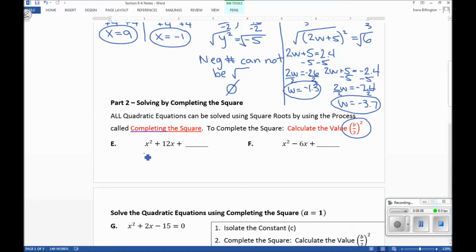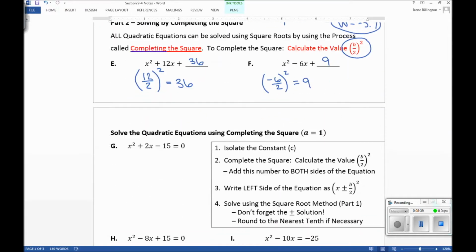So for example, e, we'll take 12, divide it by 2, and square it. 12 divided by 2 is 6, squared is 36. Okay, example f. b is -6 divided by 2 squared. -6 divided by 2 is -3. -3 squared is +9. Okay, that number on the end is always going to be positive.